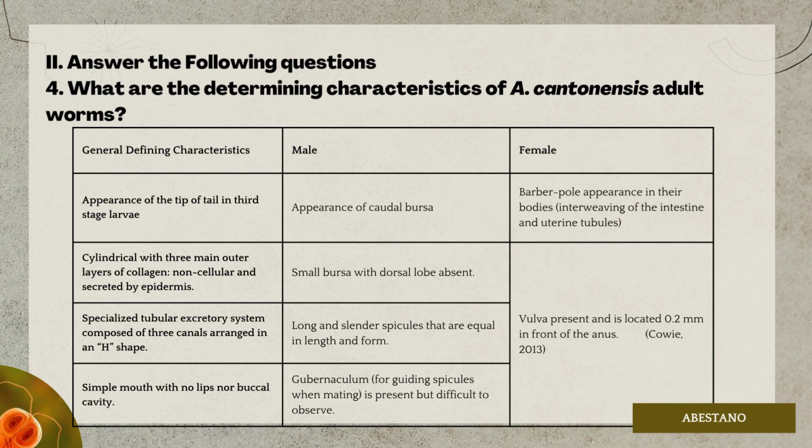Now, the difference between male and female is that the male has the appearance of a copulatory bursa. For the female, it has a very distinct barber pole appearance in their bodies, which is the interweaving of the intestines and the uterine tubules.